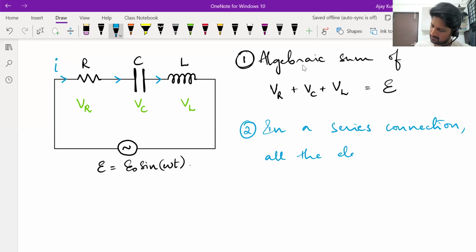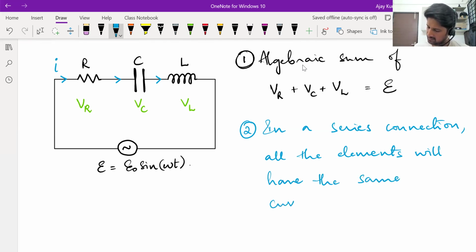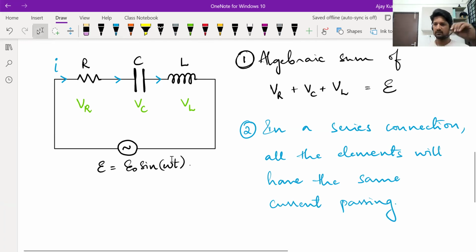All the elements, by elements I mean resistors, capacitors, inductors, will have the same current passing. This is the main idea in AC circuits. We now have to derive an equation for this current, and based on the equation for current, we can tell how much is the power dissipated. When current passes through a resistor, power will be dissipated. We'll talk about all those things.